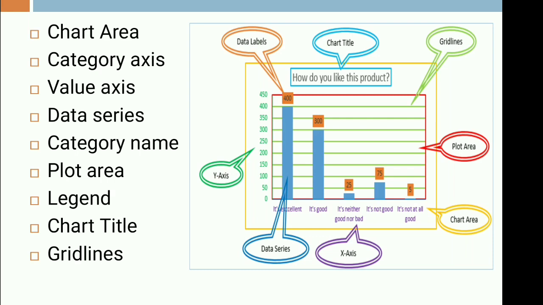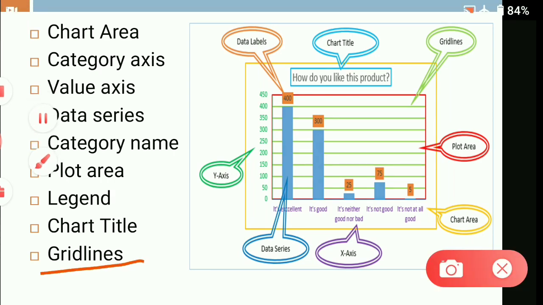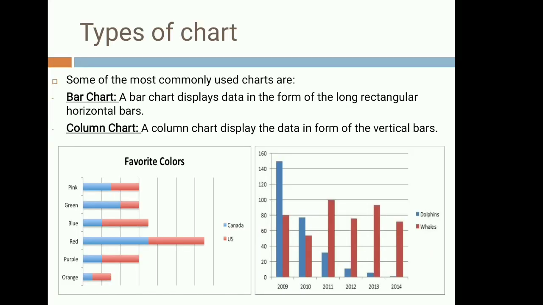Chart title. Chart title describes the aim or content of the chart. The last, that is the grid lines. Grid lines can be either horizontal or vertical lines depending on the selected chart type. They extend across the plot area of the chart. Grid lines make it easier to read and understand the values. Move to our next heading, that is the types of chart.